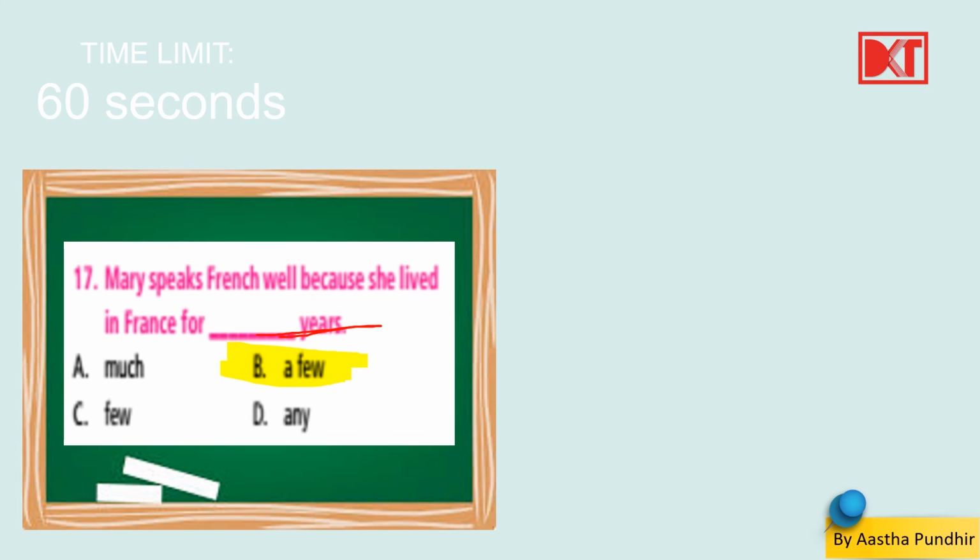Alright. Here much would be used with uncountable nouns. Alright, here fewer doesn't make sense because here we have to specify a few years. Alright, and any also doesn't make sense here. These are what again? These are quantifiers. Right.